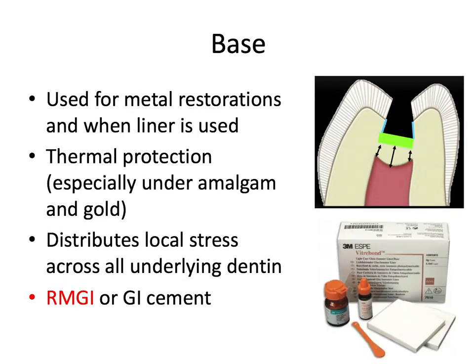And then a base can be used for metal restorations and when liner is used. So it goes over the liner in order to protect it from being resorbed and washed out. The base also provides thermal protection and can distribute local stress across all the underlying dentin. Resin-modified glass ionomer, which is what this stands for, is frequently used as a base. Vitrebond is our example here.